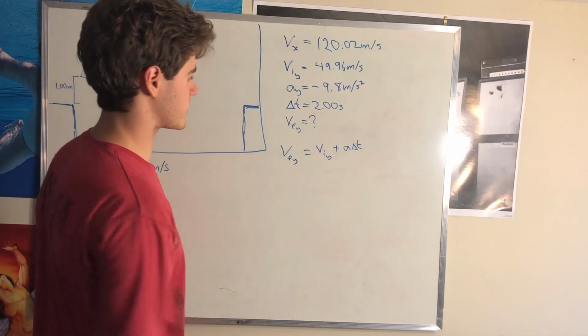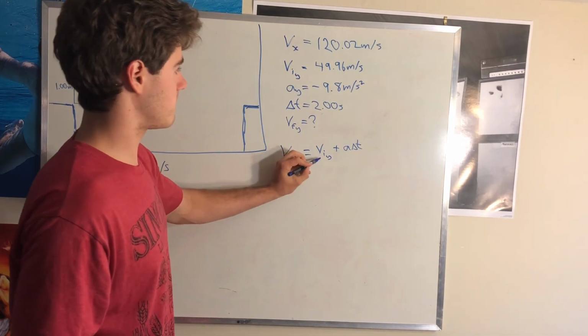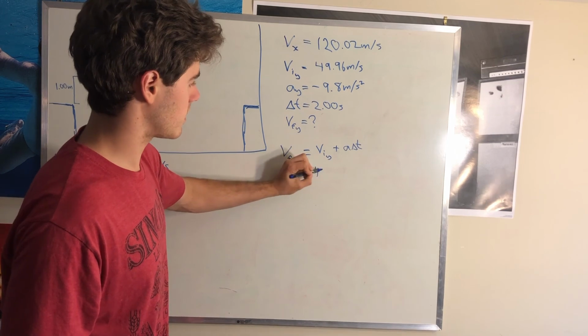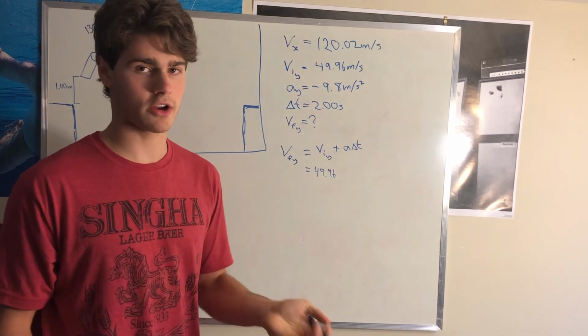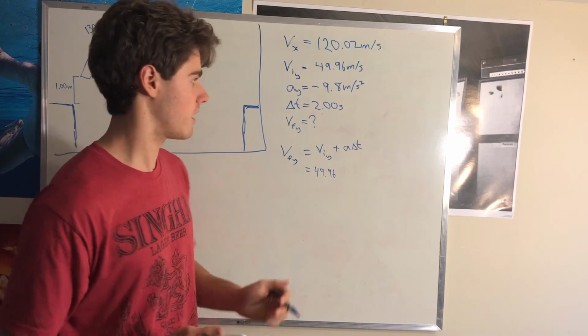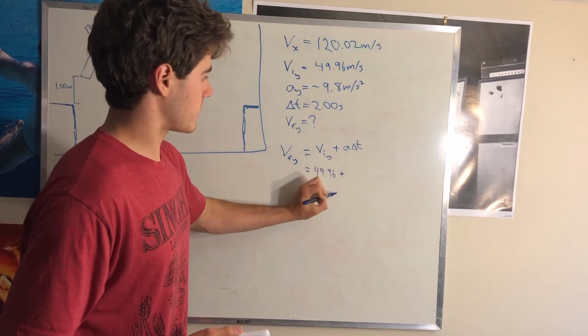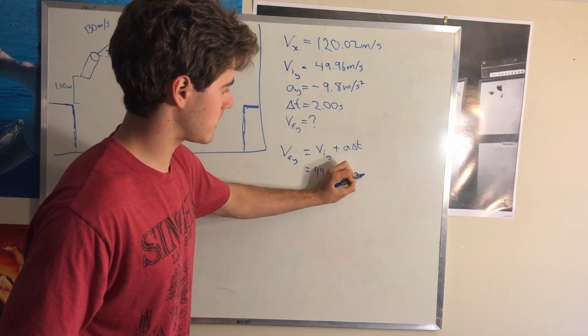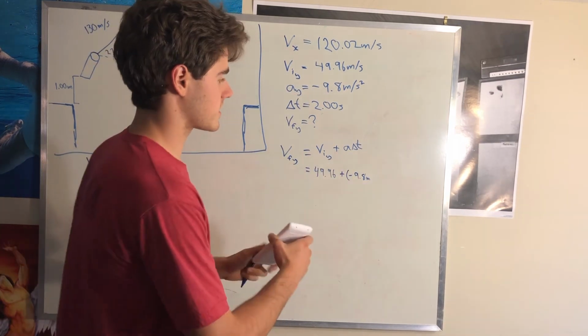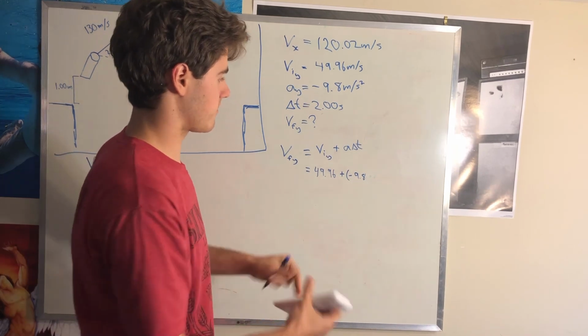So we can just sub in our values here. Vi along the y-axis is 49.96. For the purposes of this, I'm just not going to include units because it'll all work out in the end. To that, we're going to add our value for acceleration, which is negative 9.8. No, sorry, I said I wasn't going to do units. Negative 9.8.